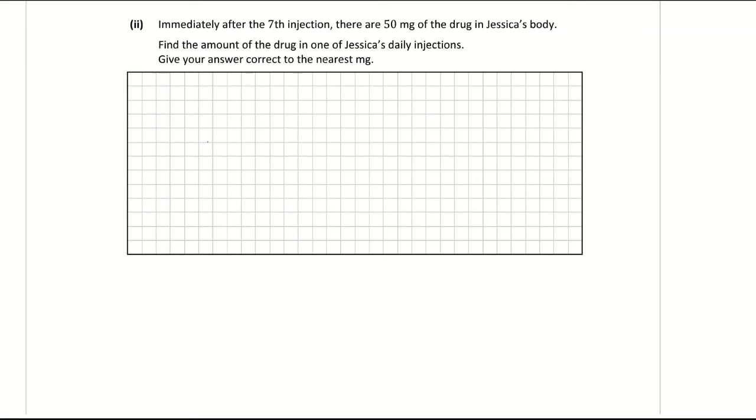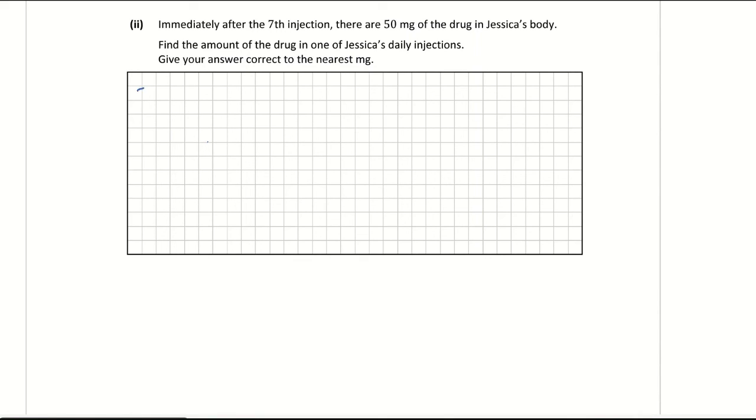Part 2: immediately after the 7th injection, there are 50 mg of drug in Jessica's body. Find the amount of drug in one of Jessica's daily injections. Give your answer to the nearest mg. So basically what we're doing here, we're going to take the formula from part 1, and we're going to let that equal to 50 mg, because that tells us the amount of mg in our body at any time. So that's my first step.